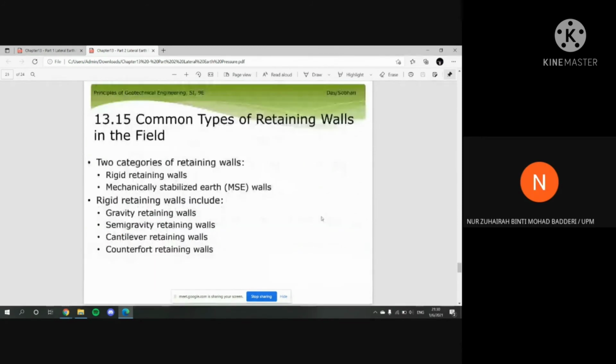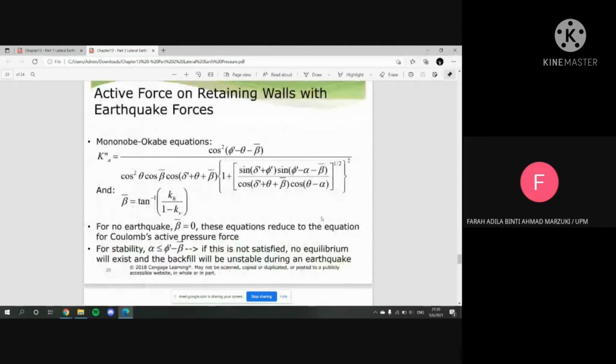Faham tak? Faham. Kejap lah, ada satu lagi dekat bawah ni. Okay, once korang dapat beta bar ni equal to 0, maksudnya this equation reduce to the equation for Coulomb active pressure. Maksudnya tak ada force tu. Nanti kalau masukkan kosong nanti dapat kosong.